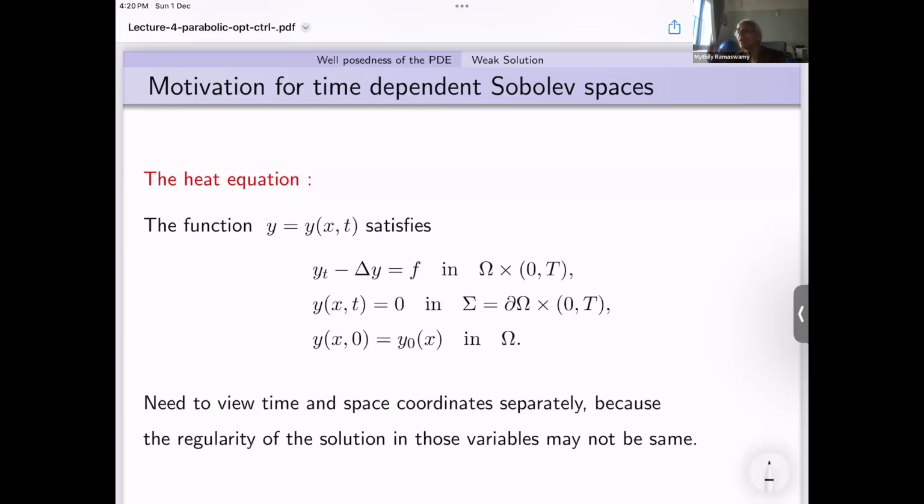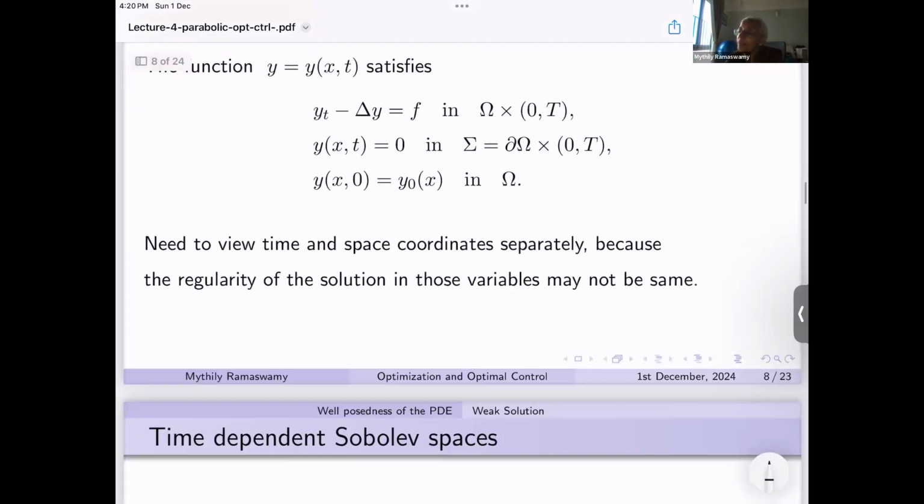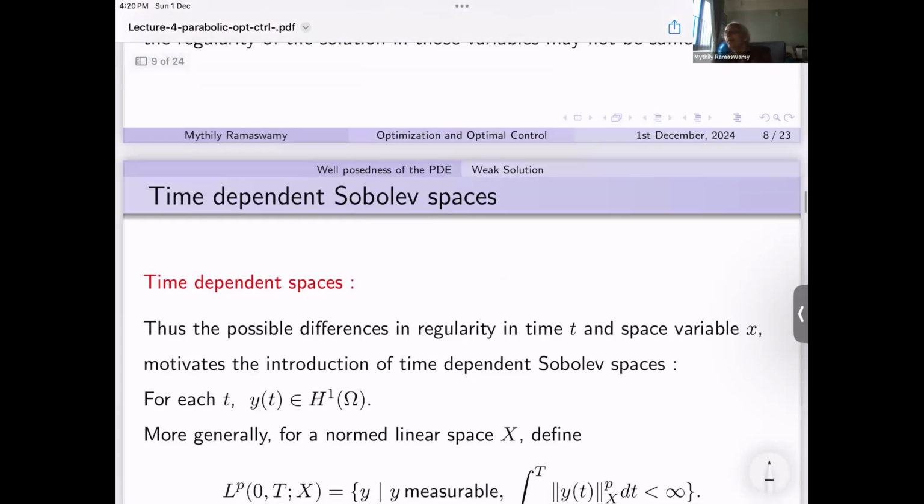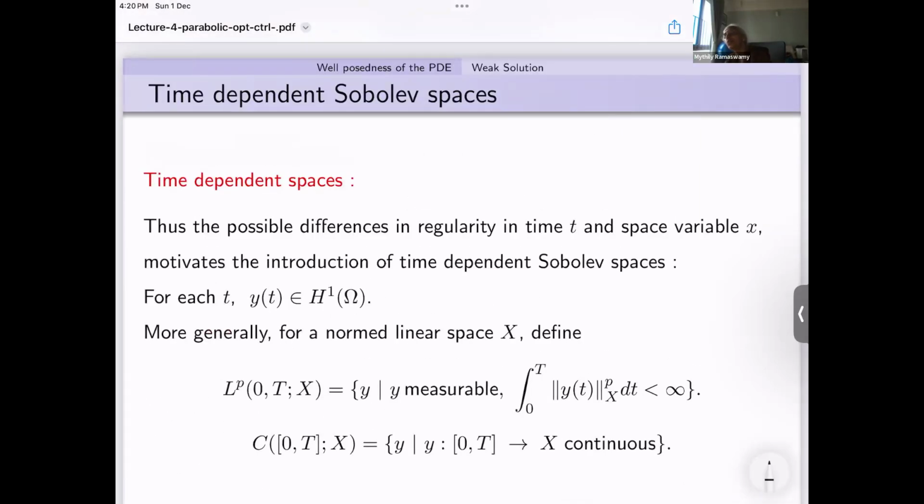So the same way, when I go to the weak solutions, I have to think of Sobolev spaces which will separate out the two variables. So that is the technical point here. And that will bring us to time-dependent Sobolev spaces.